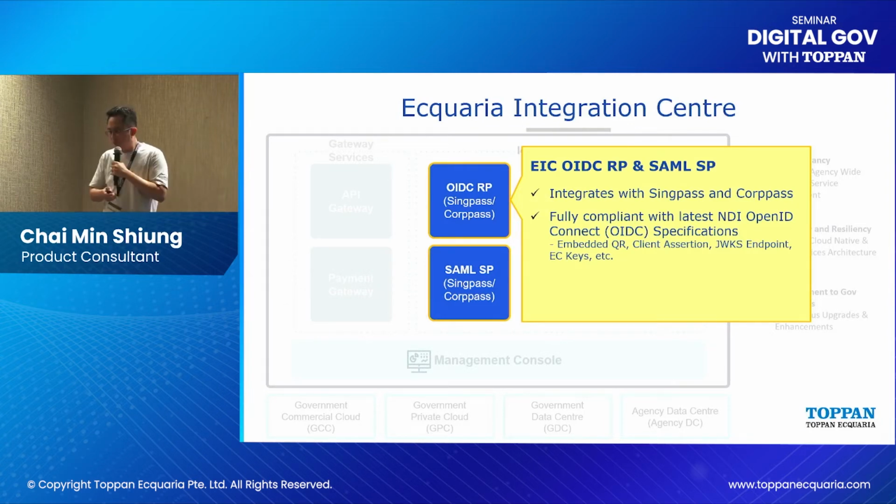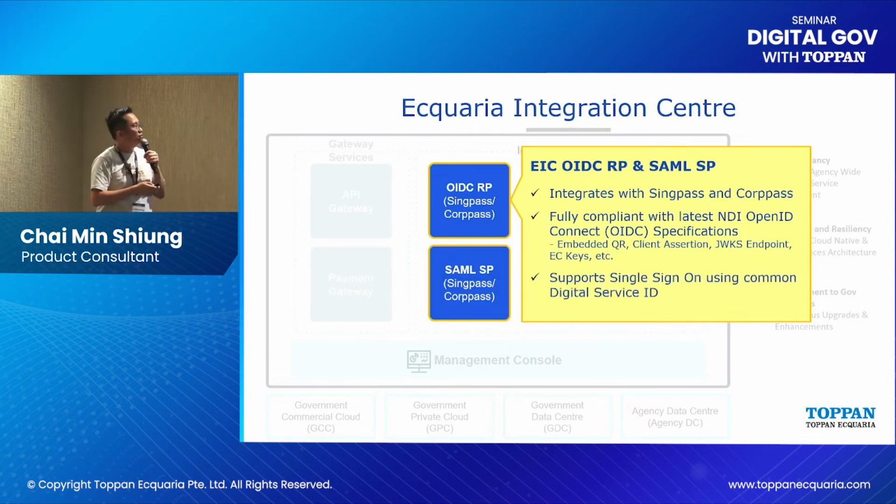Okay, so what else? OIDC RP is fully compliant with your NDI OpenID Connect specs. So what it means is that it supports things like your embedded QR code for the user to scan, your client assertion, the JWKS endpoint, and it supports EC keys and RSA keys as well. And finally, it supports single sign-on, like I mentioned earlier, using a common digital service ID. Log in once, access all your relevant services without having to re-log in again.